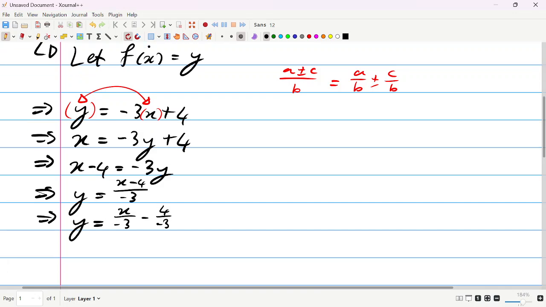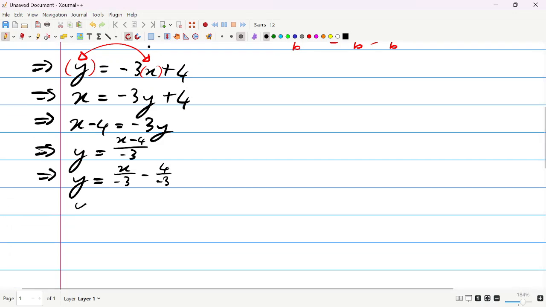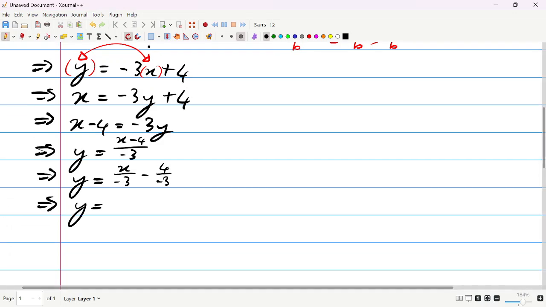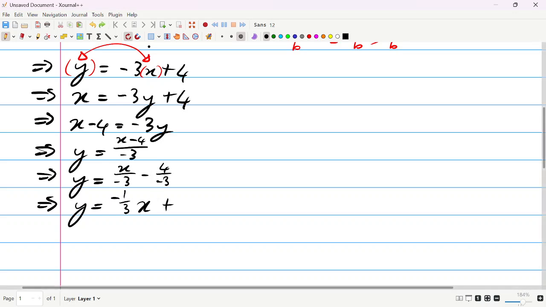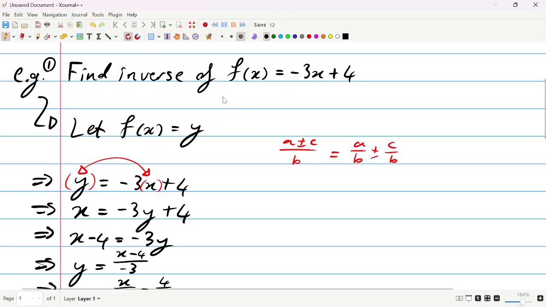Okay. And if we simplify this further, we're going to have y is equal to negative 1 over 3, because we're writing our gradient now, times x, and x was in the numerator, so we could take it out. Minus and a minus gives us a positive, because remember, these are both negatives. They cancel, and we have positive 4 over 3. And there we go.